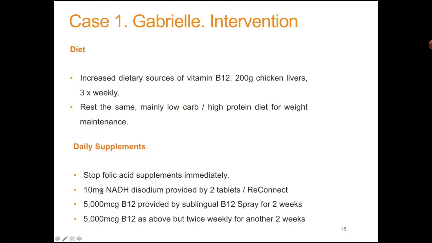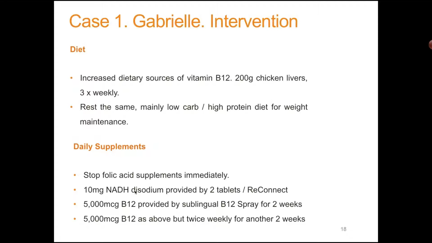And in terms of the daily supplements, I recommended stopping folic acid supplements immediately. And I didn't want to supplement with any other folic acid until we knew that her B12 had actually recovered, and at that point, then do another burst of L-methylfolate. So the initial recommendation was to have some NADH in a compound called Reconnect that has got NADH, coenzyme Q10, serine, and vitamin C.